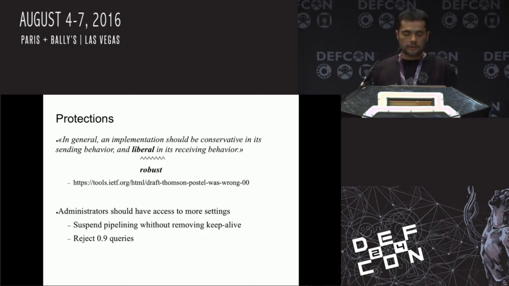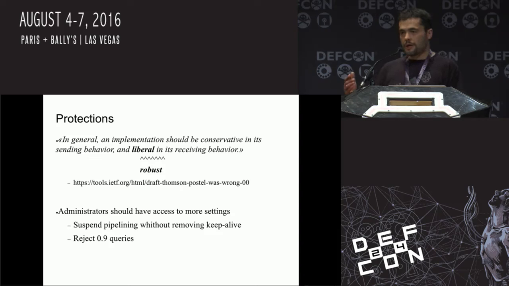And this is one of the problems. There is this sentence: in general, an implementation should be conservative in its sending behavior and liberal in its receiving behavior. But maybe it's wrong. Maybe the right thing is not being liberal, it's being robust. Like, you should think that you may get some bad things, and you should handle them. Maybe you need a special error message, but do not fix things blindly. And there's a new draft, called Draft Thomson Postel Was Wrong, which is talking about this. We should not be tolerant in protocol implementations.